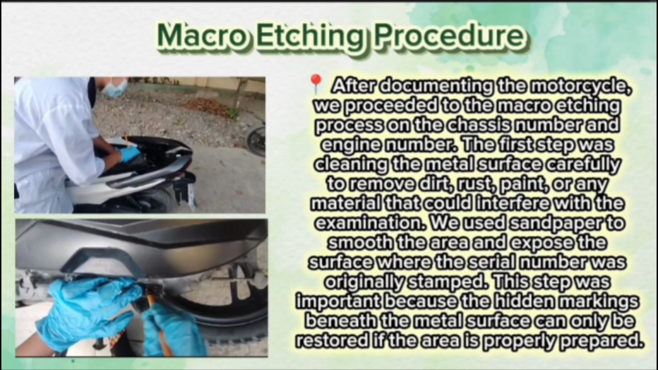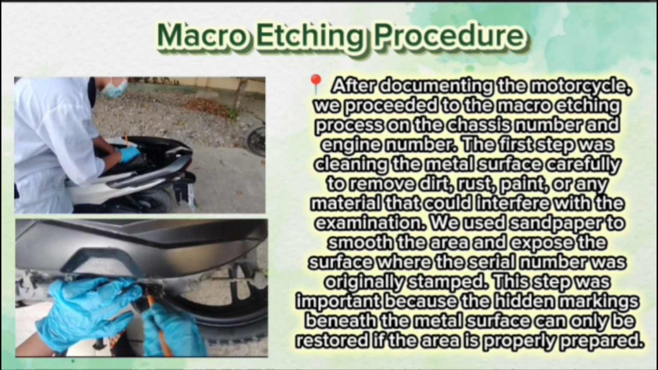Macro-etching procedure. After documenting the motorcycle, we proceeded to the macro-etching process on the chassis number and engine number. The first step was cleaning the metal surface carefully to remove dirt, rust, paint, or any material that could interfere with the examination. We used sandpaper to smooth the area and expose the surface where the serial number was originally stamped.